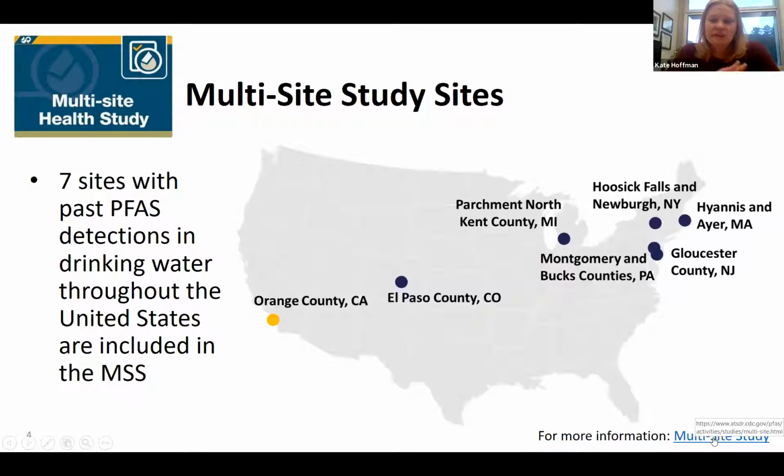So there are sites of the multi-site study all across the United States. The one thing that all of these sites have in common is a documented history of PFAS contamination of their drinking water. But the source of that contamination is different across sites. So some of them have drinking water contamination from past military or AFFF firefighting foam applications near those sites. Others are related to industrial activities. And really importantly for your discussion today, in Orange County, California, you have a multi-site study site right there in your home state.